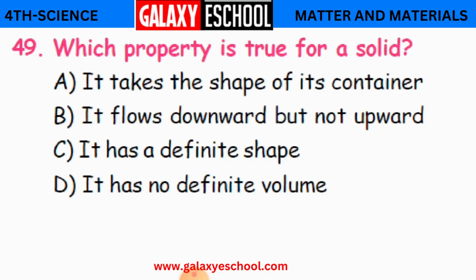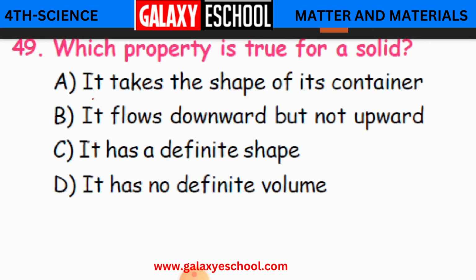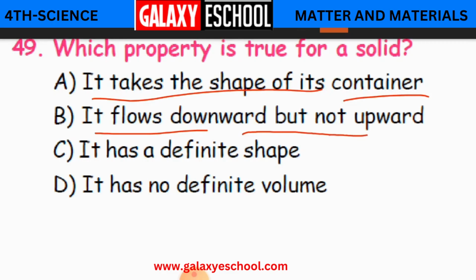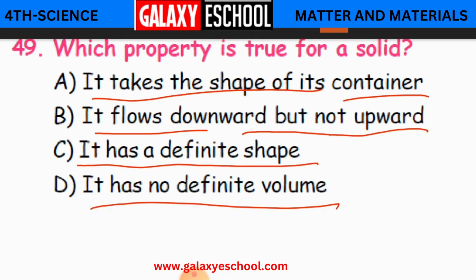Now 49th question. Which property is true for a solid? Properties of a solid, children. It takes the shape of its container. It flows downward but not upward. It has a definite shape. It has no definite volume. And the answer is, it has a definite shape.